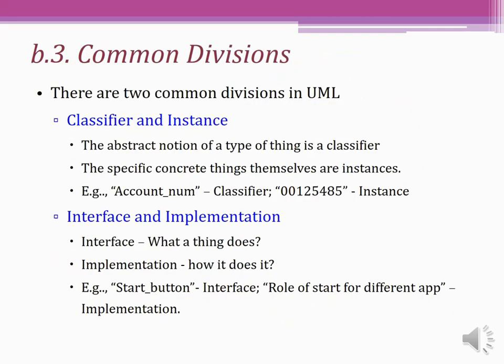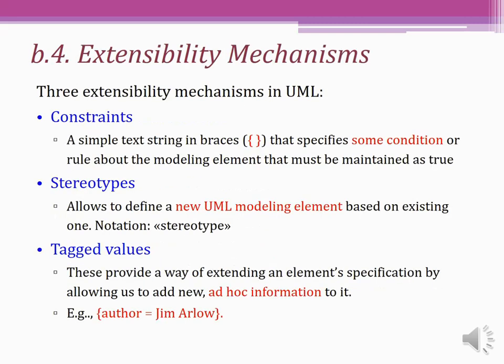The third mechanism is called common divisions, such as classifier versus instances, interfaces versus implementation. This helps to distinguish between abstract components and their actual implementation. The fourth mechanism is extensibility, where UML can be customized using constraints, stereotypes and tagged values to meet specific project requirements.